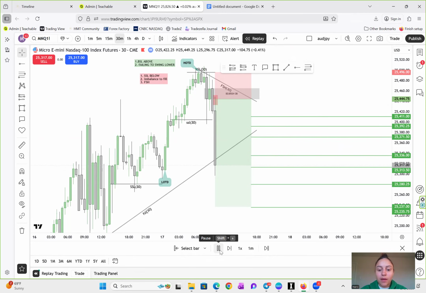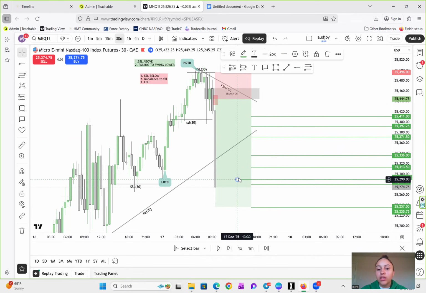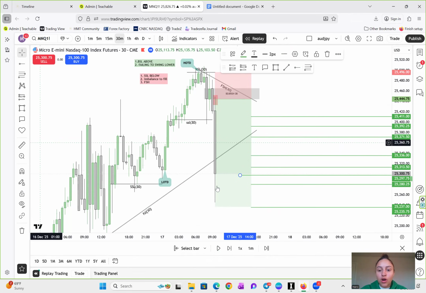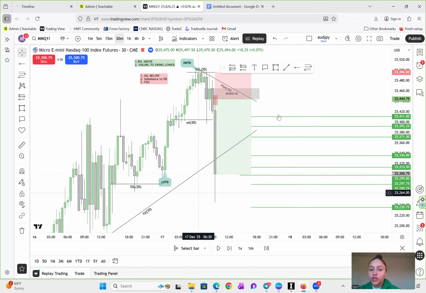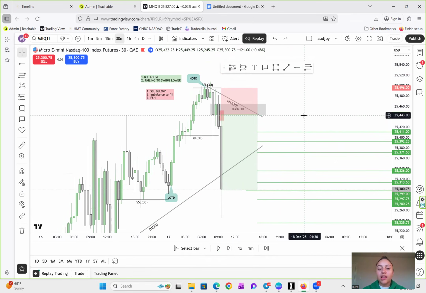All right, and then let's see what happens from here. Once price almost hit the overall target, I would have my stop loss right here, because I don't want to risk all that profit on the table. And it looks like it would be hit, right? So overall, 145 points on this trade, all because I had the proper steps.